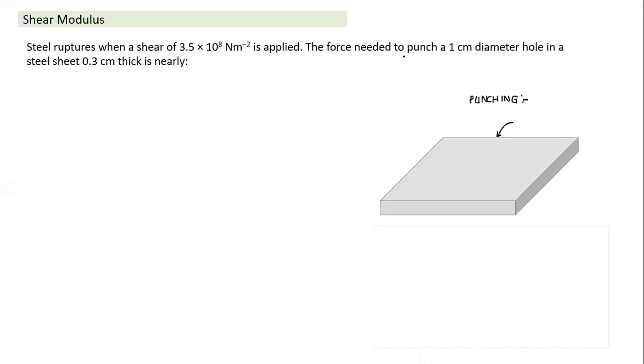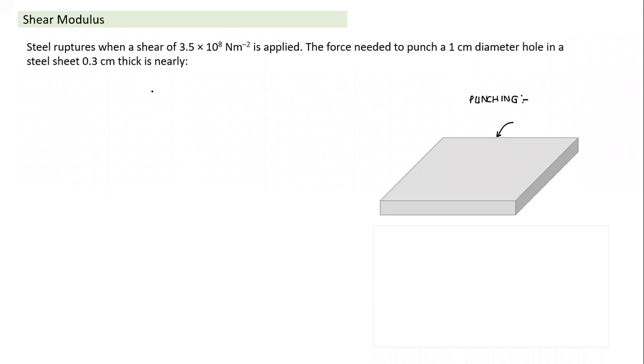shearing mean? So what is the force needed to punch a 1 centimeter diameter hole in a steel sheet of 0.3 centimeter thick? So first we need to imagine what is the area. This is shear stress. To find force, I need to multiply this stress by area. How is this force acting and which area do I need to take care of?